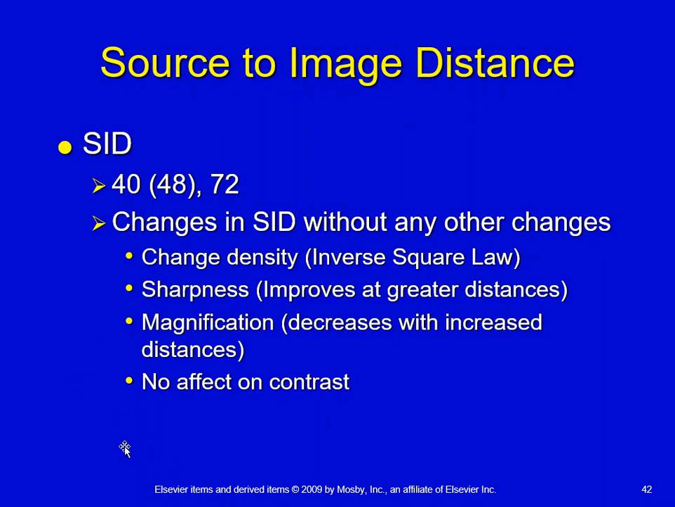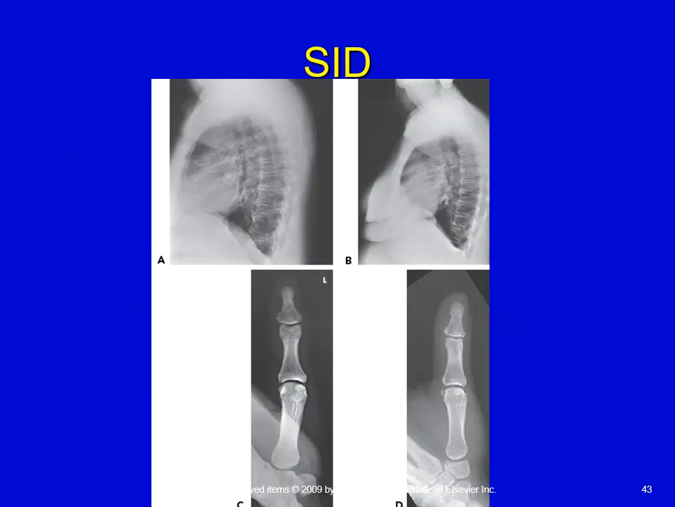So contrast, again, is controlled by the PE ratio, that's the Compton to PE ratio, and what strikes the image receptor, and that's really caused by changes in KVP and grid use, and also tissue type. So increased SID, decreased magnification, that would be like the difference between an AP thumb versus PA thumb. You change your magnification.